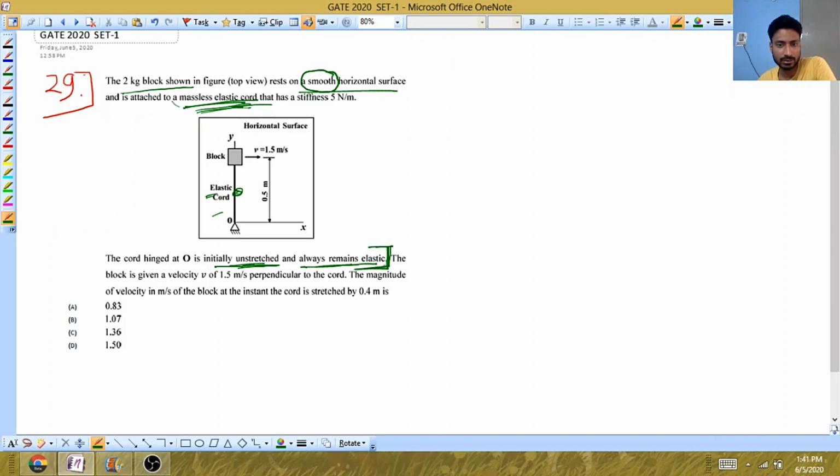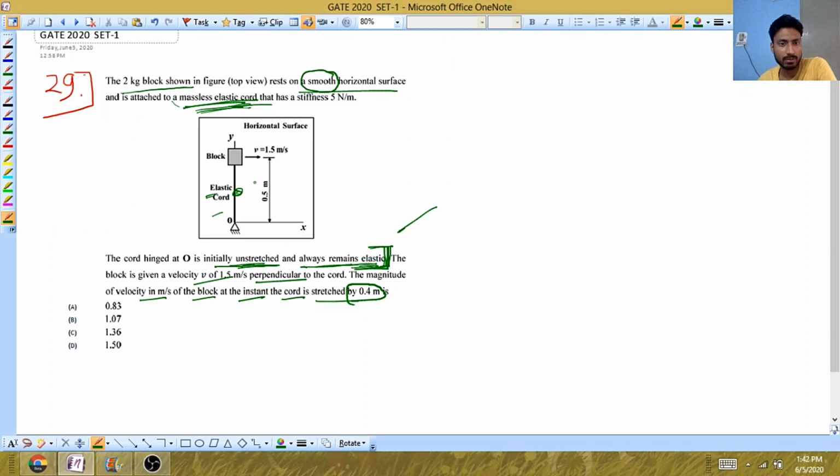So in that case, you know that within the elastic limit, or within the proportional limit, Hooke's law is obeyed. The block is given a velocity v of 1.5 meter per second. At this point, the velocity of 1.5 meter per second is given perpendicular to the cord. Okay, in this way you can see. And they have asked for the magnitude of velocity in meter per second of the block at the instant the cord is stretched by 0.4 meter.